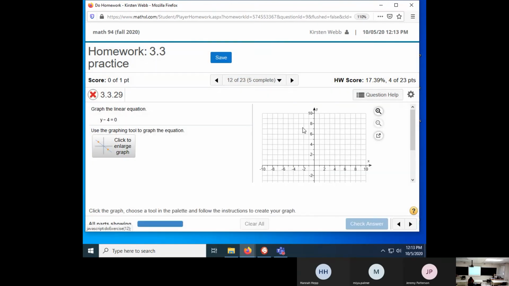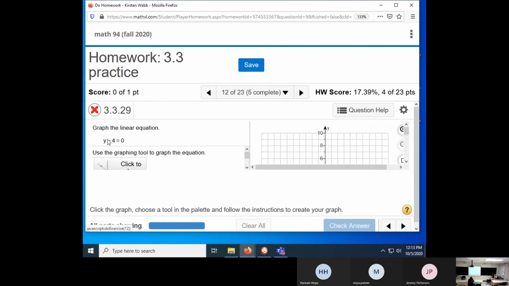Then there's one other one to peek at, because it looks a little bit different at first. This one says y minus 4 equals 0. What's kind of different about that versus the other horizontal and vertical lines we've seen so far? It's arranged a little bit differently, isn't it? On all of ours, the y was by itself. So what would it take to get that y by itself?